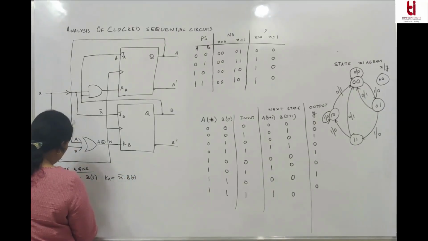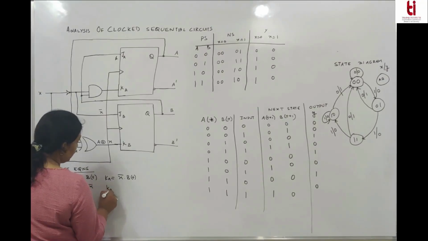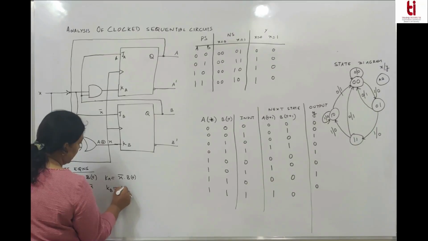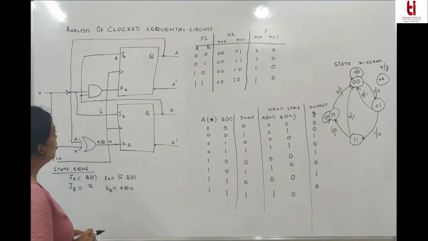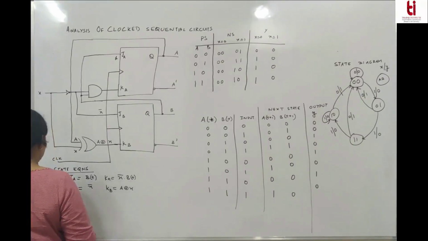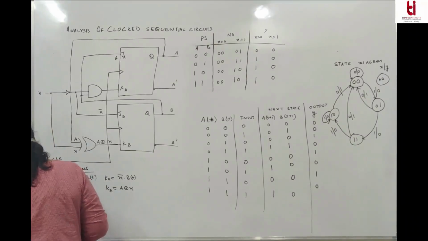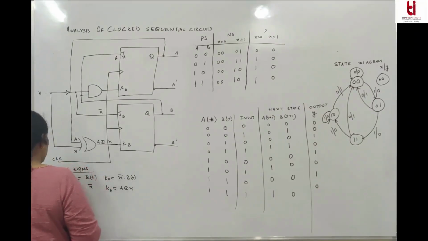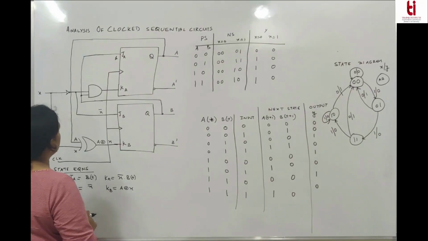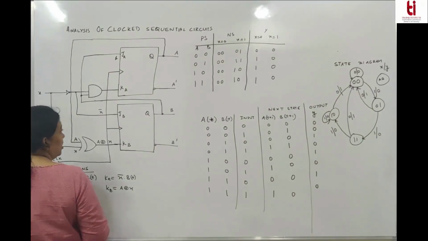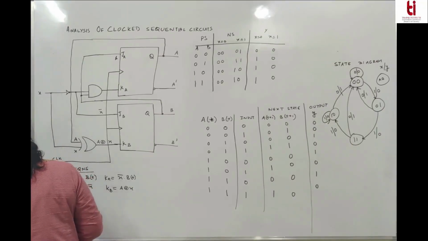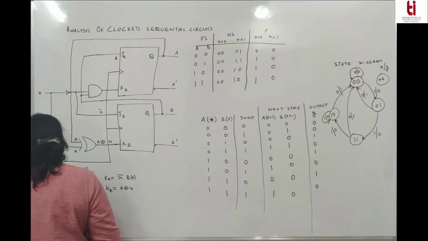What is JB? It is X bar. What is KB? It is A XOR with X. So these are all present states of the two JK flip-flops. So determine the flip-flop input equations in terms of present state and state variables. So state variables are X and the present state is A and B. Second step is, what are the next state equations?